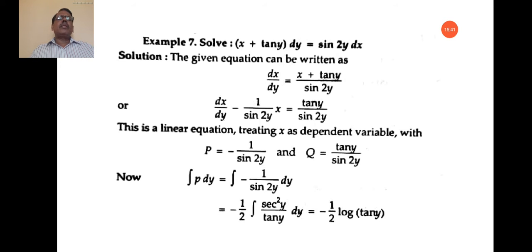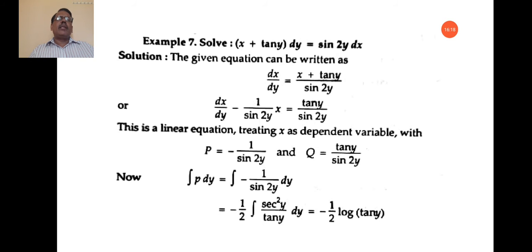So the given equation can be written as dx by dy is equal to (x plus tan y) divided by sin 2y, or dx by dy minus 1 by sin 2y into x equal to tan y by sin 2y. So this is clearly in the linear differential equation format, dx by dy plus p into x equal to q. Comparing with the standard equation, we have p is equal to minus 1 by sin 2y and q is equal to tan y by sin 2y.